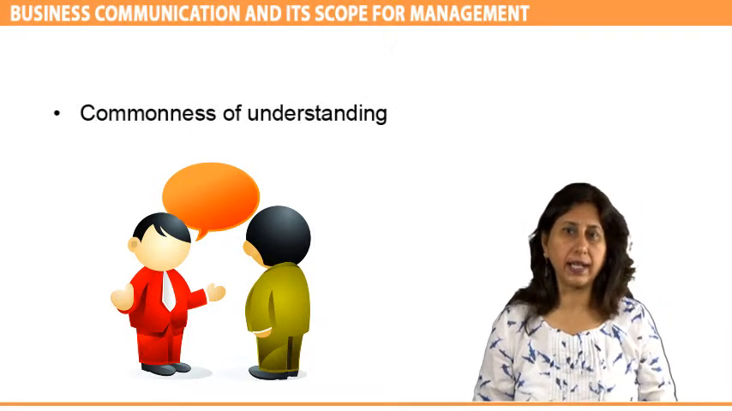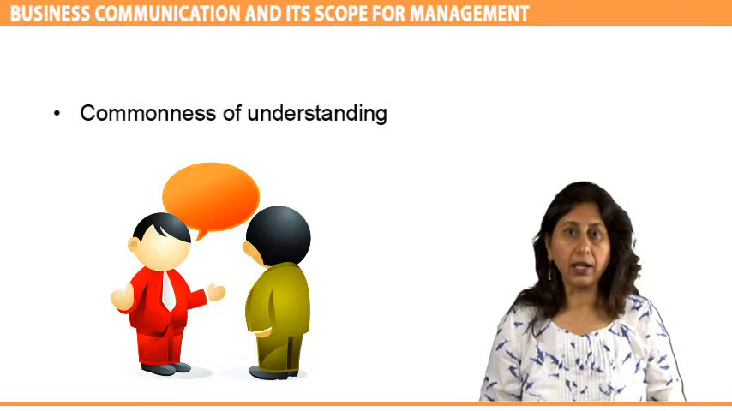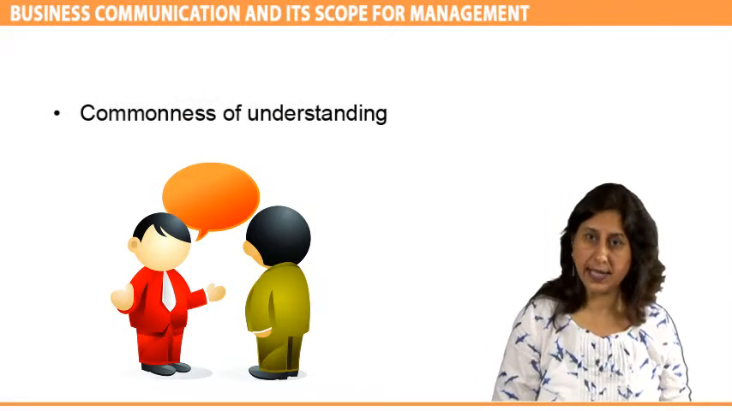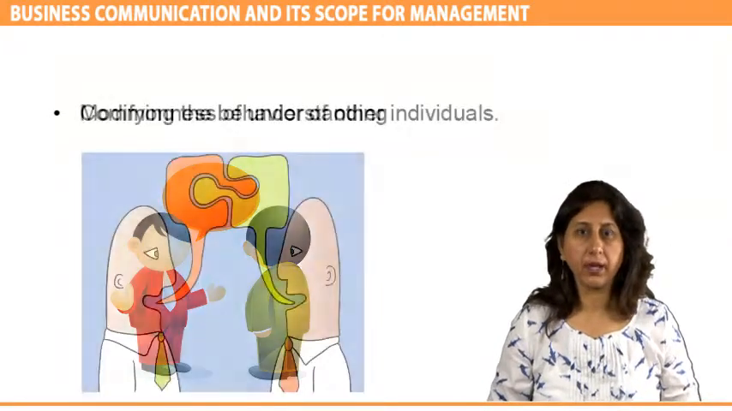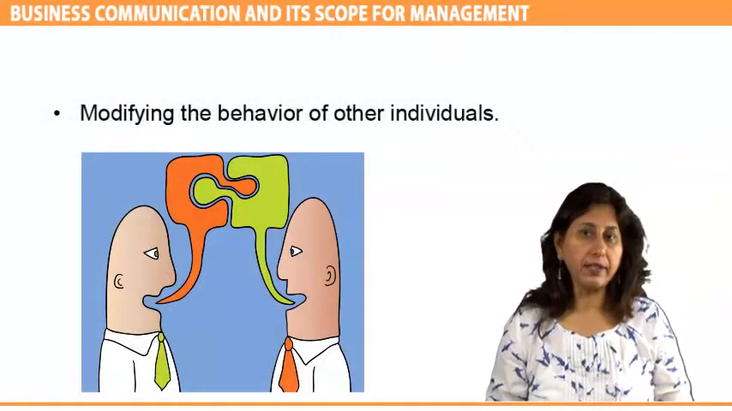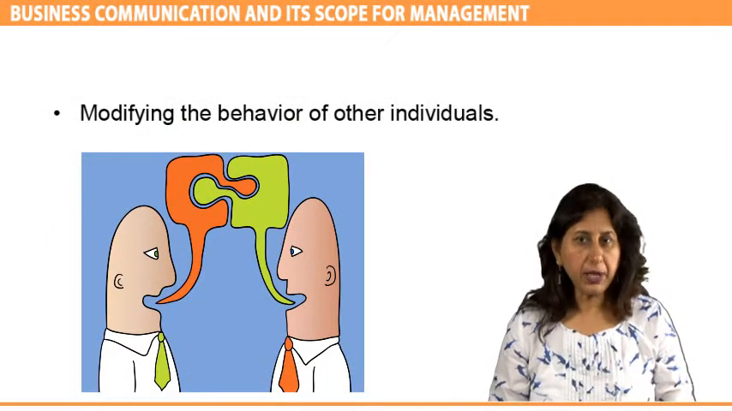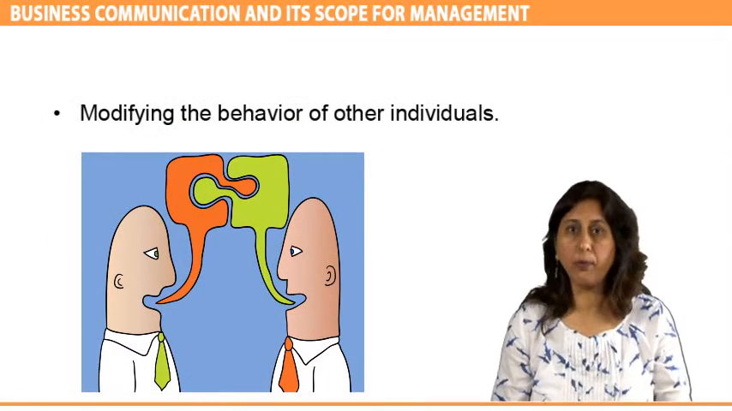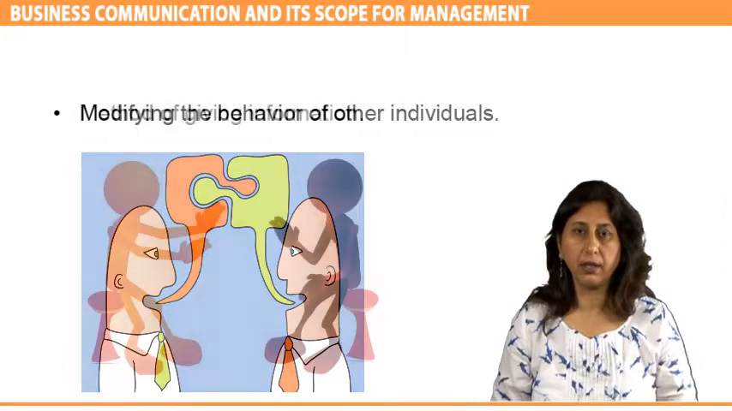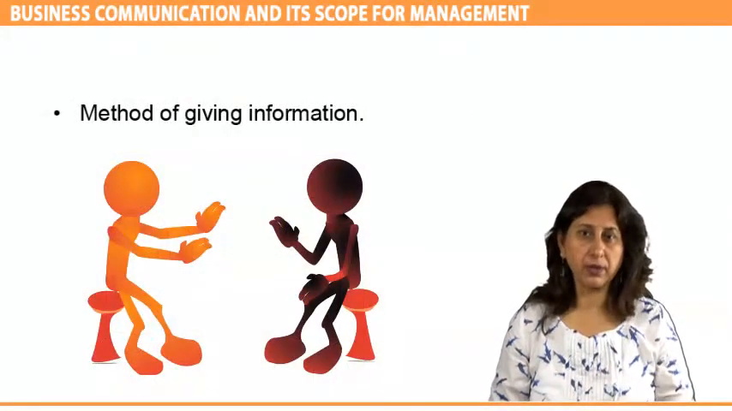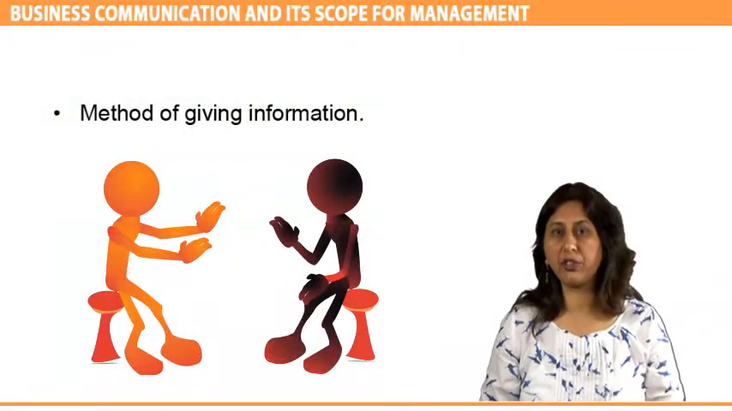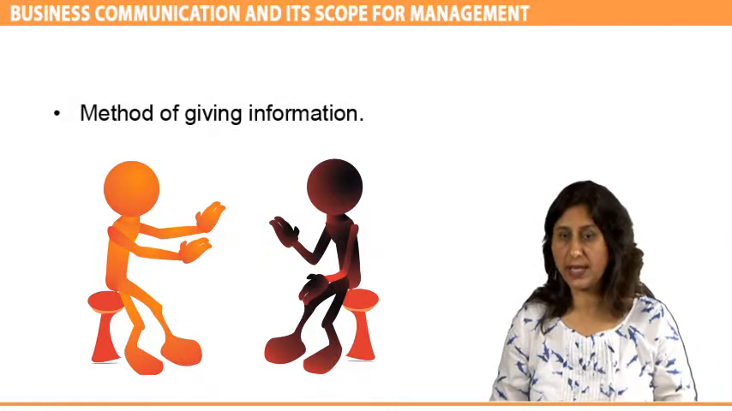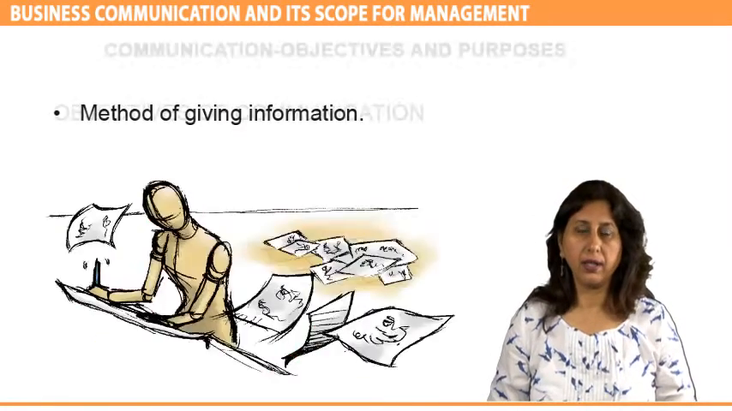Commonness of understanding. Communication can occur only when there is commonness of understanding between the sender and the receiver. Modifying the behavior of other individuals. The information transmitted to the receiver evokes a response in the form of some change in his behavior. Method of giving information. Information can be given through words or through other means like signs, gestures, expressions, etc.